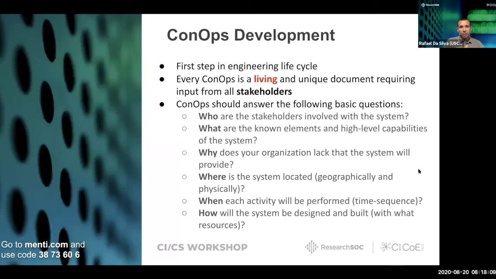So basically, you're trying to answer these 6 questions when you're doing your ConOps document. That is, who, what, why, where, when, and how. So basically, who are the stakeholders? What are the elements and the high-level capabilities of the system? Why does your organization lack that system? So why are you trying to do that? Why is it important?